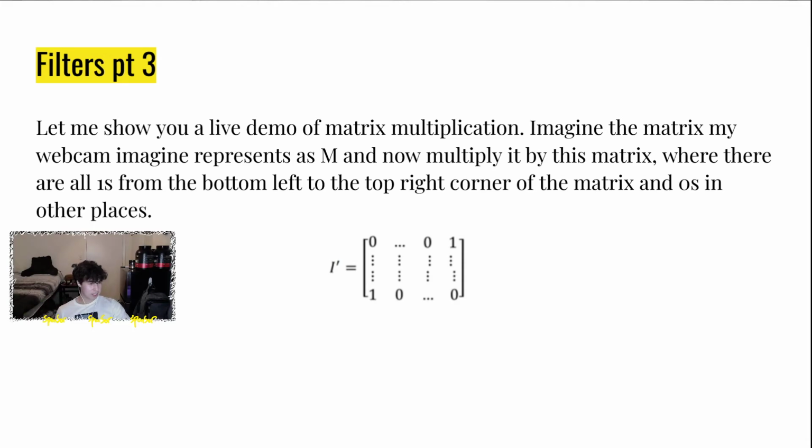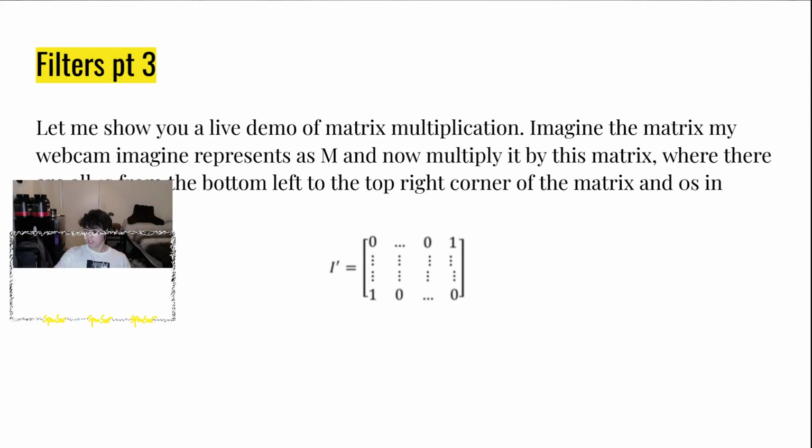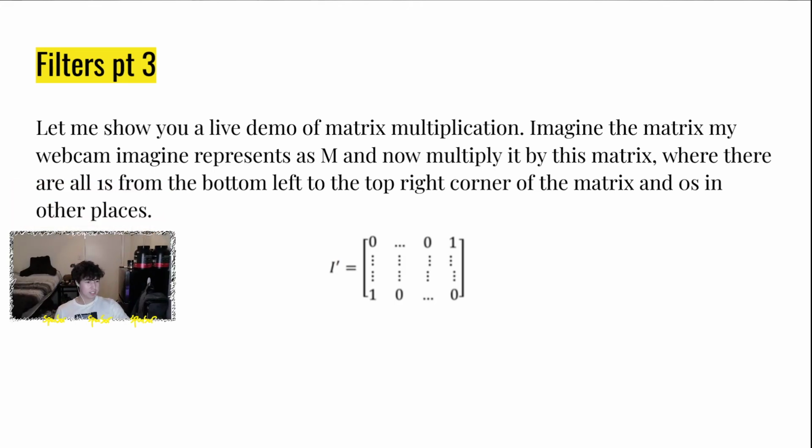Now if you multiply my webcam by this mirror image of an identity matrix, this is what it's going to look like. 3, 2, 1. So it's a mirror image of my previous webcam image. This is M multiplied by I prime. It's a mirror of whatever my webcam was. Oh, wrong button. Like this, as you can see. So this is M, and then this is M multiplied by I prime. So it's a live demo of a matrix multiplication application in the real world.